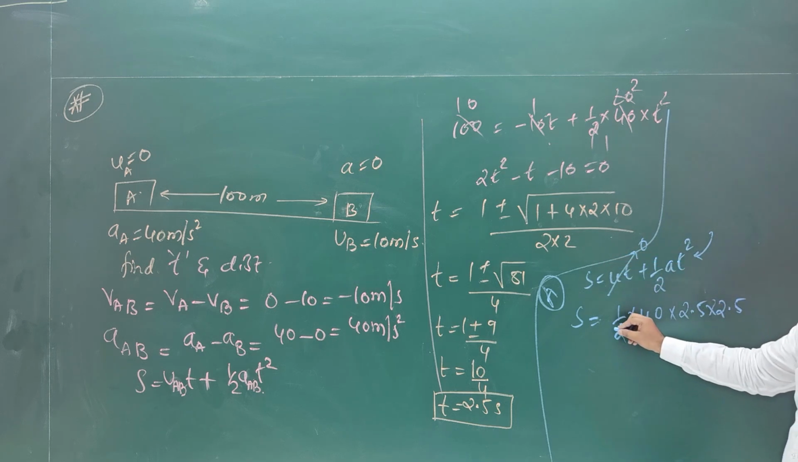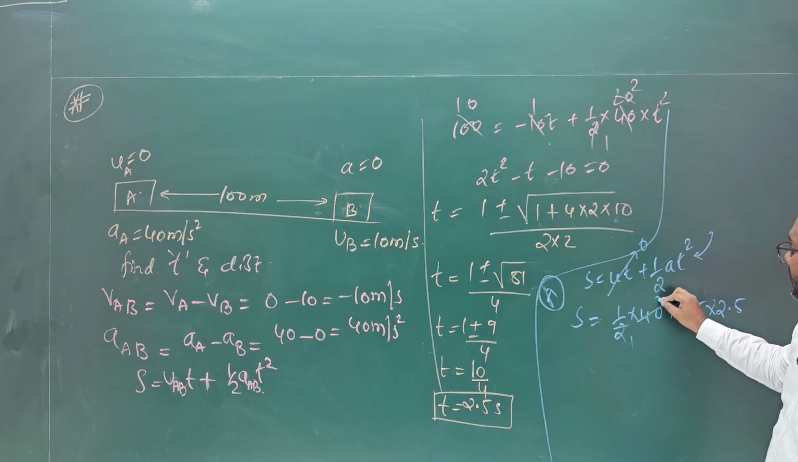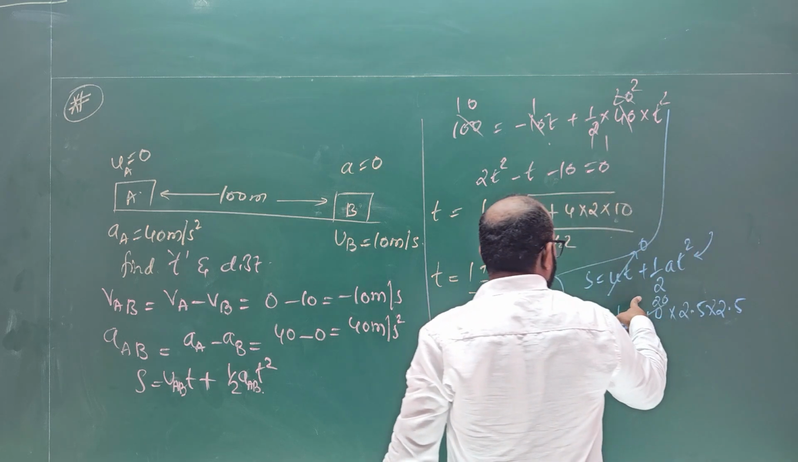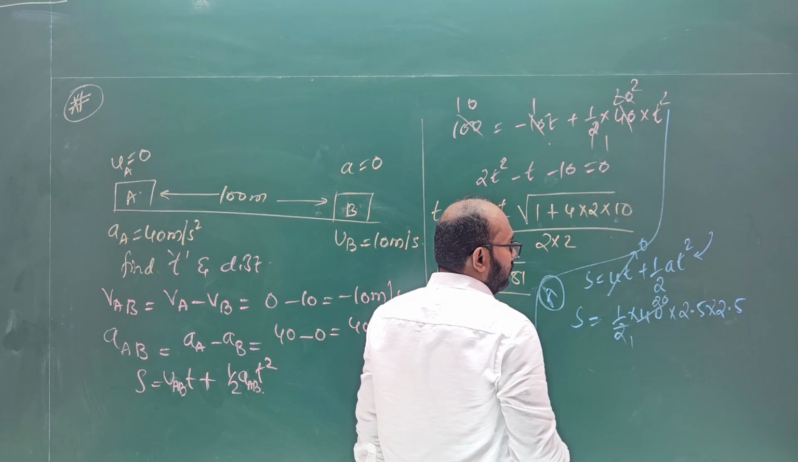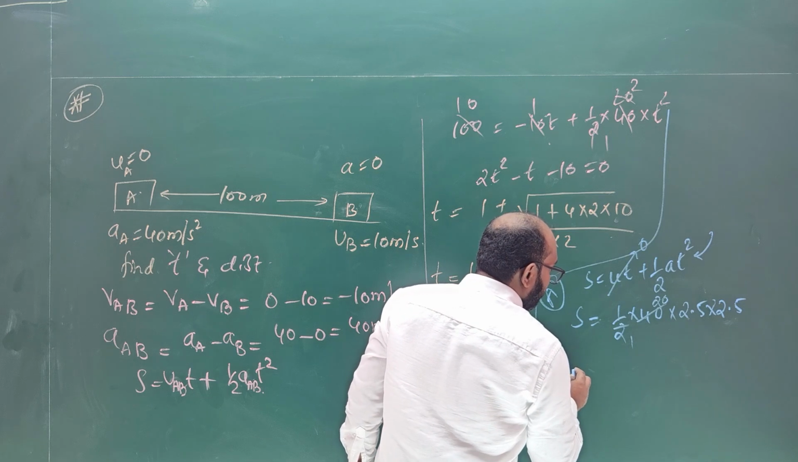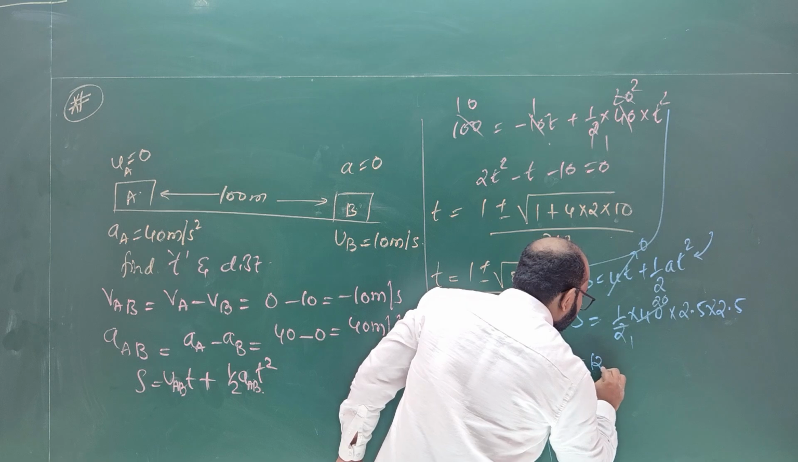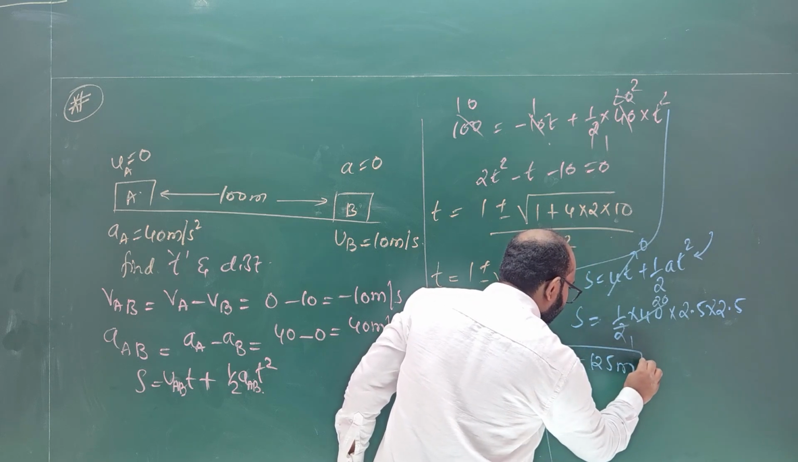So can I say this one? This becomes 20s. If 2.5, 2.5, 6.25, 6.25 into 2, that is 12.5, 12.5 into 10, 125. So displacement is what? 125 meter.